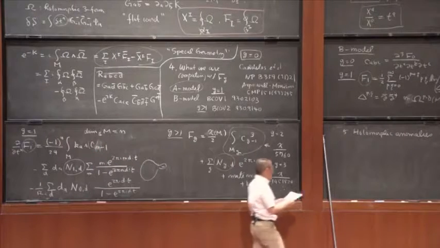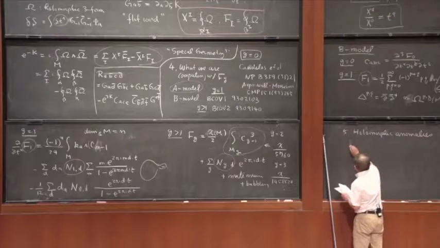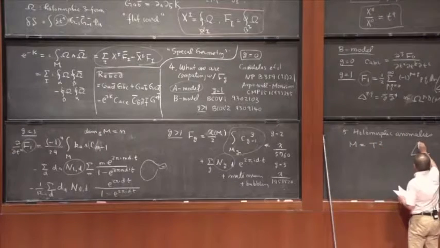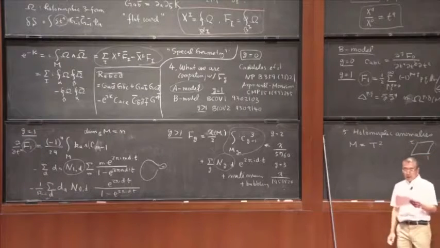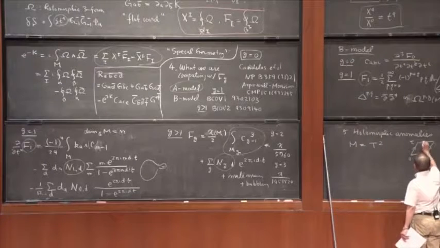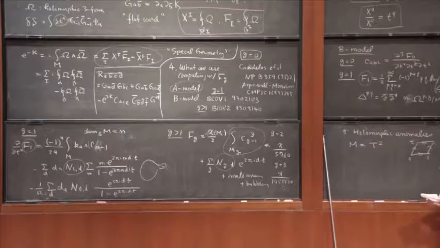Okay, so for example, let's consider the case when target space is torus, which is the simplest Calabi-Yau manifold you can think of. So let's consider this as a target. So you have a parallelogram with sides identified like that. This is a target space, not worldsheet. This is a target space.